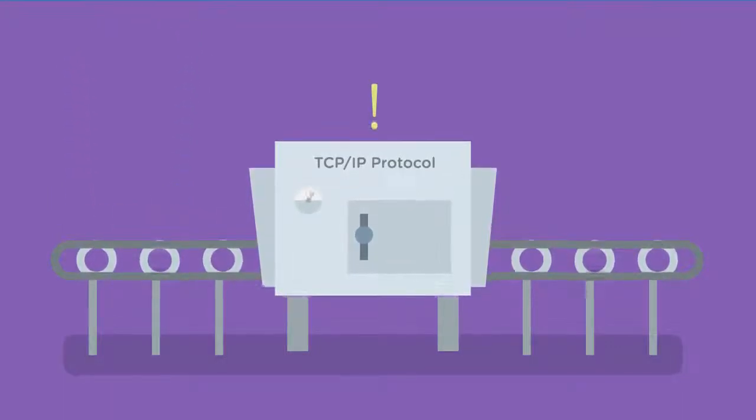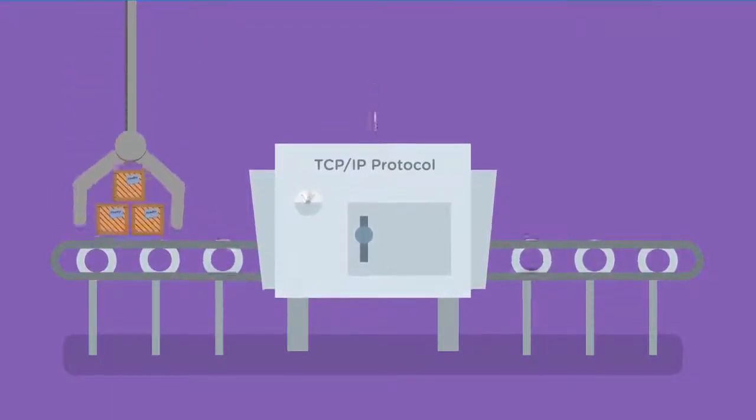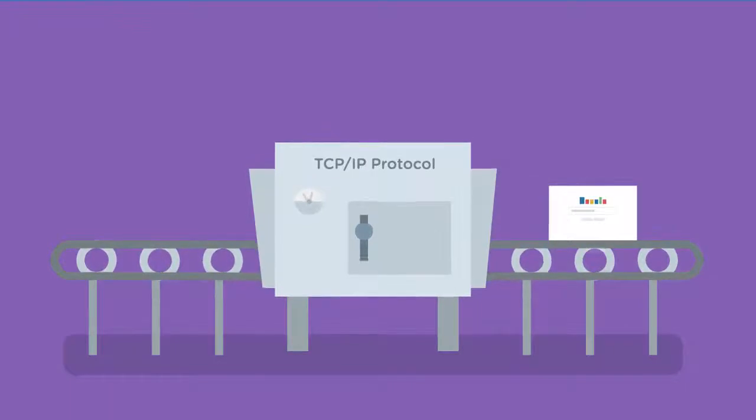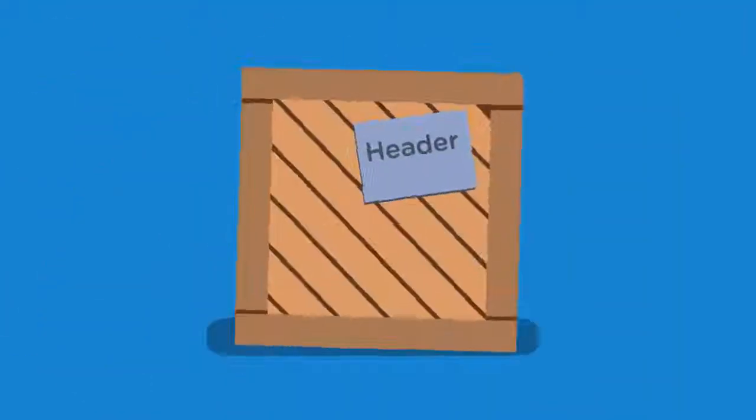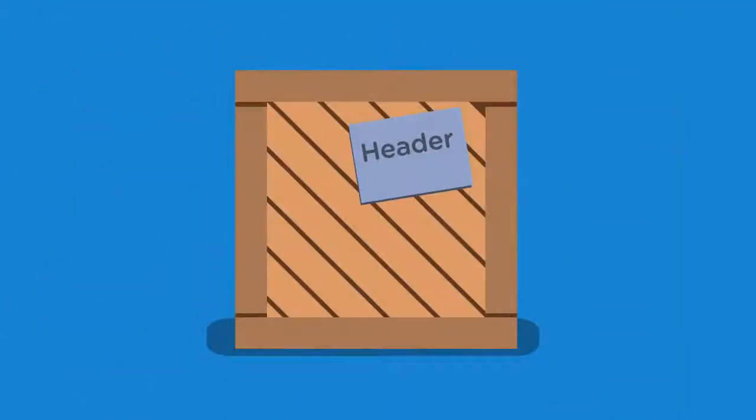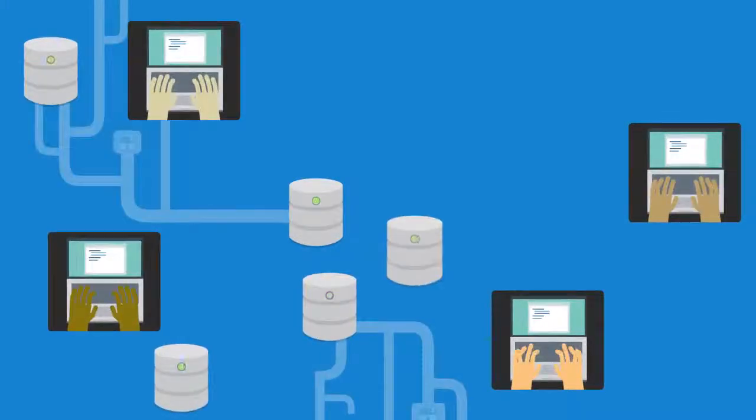If something gets lost along the way, TCP will request the packets to be resent. The directions on how to accomplish this are written in a header that wraps every TCP packet. Once TCP makes a packet and wraps it with a header, the packet is handed off to the next layer, which will handle the details of how to transmit the data.